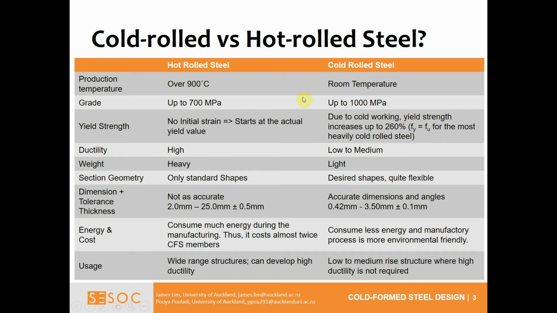Production temperature, as we said, is going to be done at room temperature. The grade can be up to 1000 megapascals, so a bit higher than hot rolled steel. It's got low to medium ductility, so the ductility is not quite as good as the heavy steel. The weight is light, which means that people can carry it. Section geometries can be rolled into almost any shape that you like, and it's got dimensional accuracy.